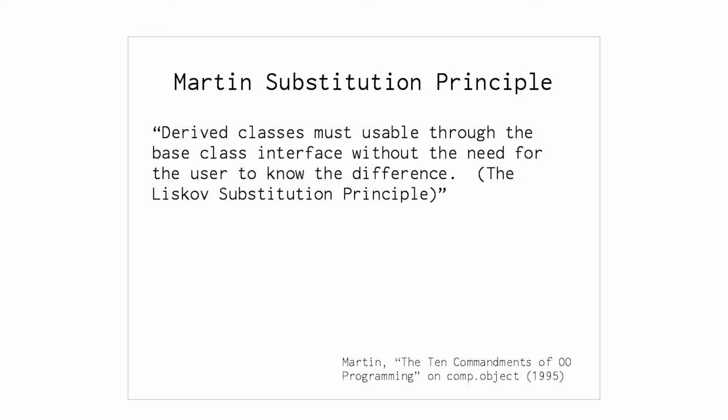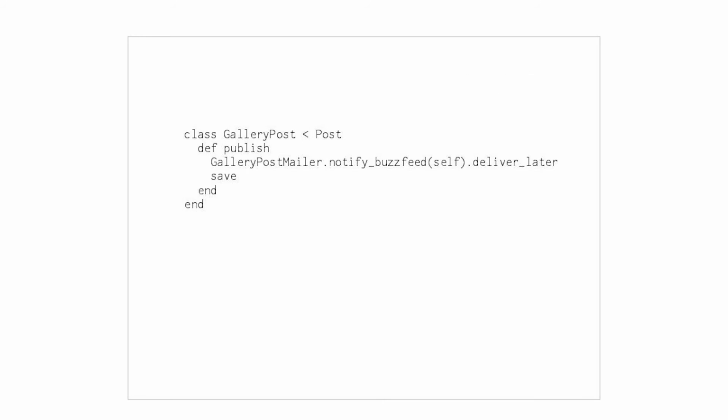So let me touch back to that example we had. This is the buggy example before we fixed it. And it violates the Liskov substitution principle because it inherits from post, but its publish method doesn't do all of the work that the superclass one does. And this violation is why we care about the Liskov substitution in the first place.